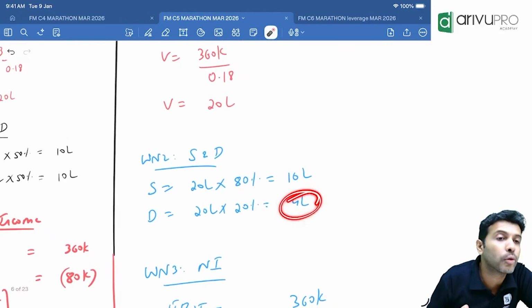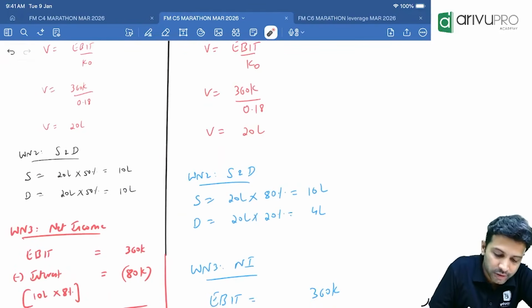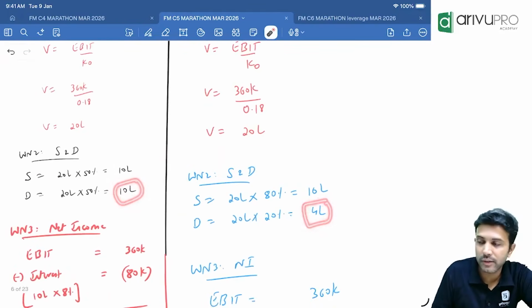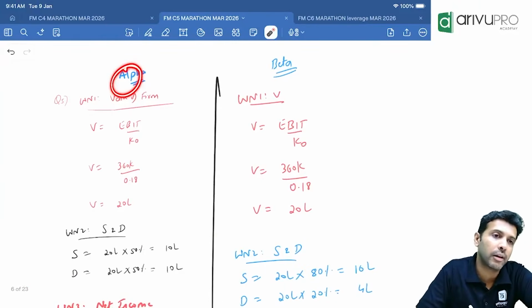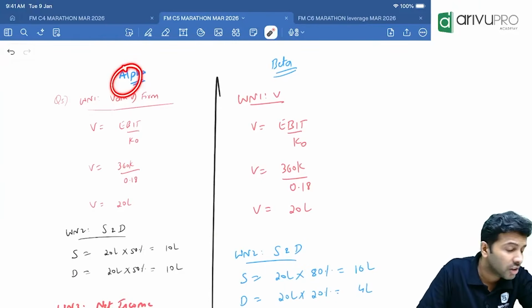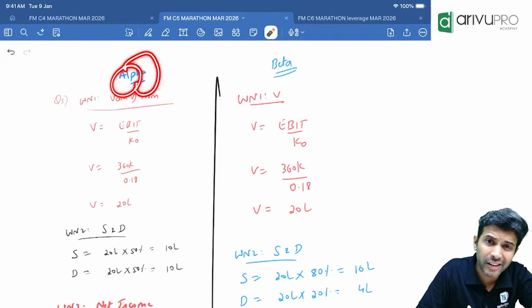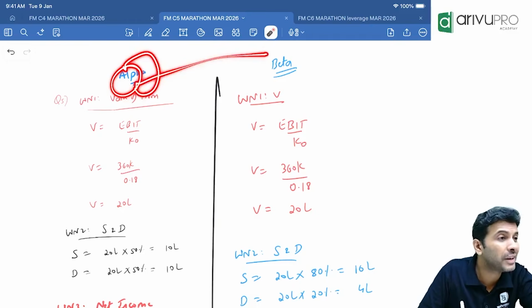Beta is taking 10 lakh debt or only 4 lakh? So here 10 lakh debt, here 4 lakh debt. Which firm is using more debt? Alpha. Taking debt is risky. If Alpha is taking more debt, Alpha firm compared to Beta has more risk. Firm Alpha is risky compared to Beta.